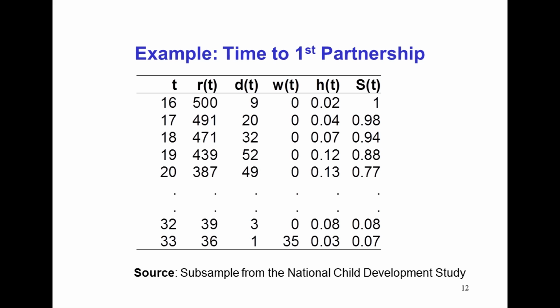But the 35 people here are people who, by the age of 33, have not yet formed their first partnership. Okay? And then from these data, we can calculate the hazard. So this is just this column divided by that one. And then the survivor function. So that's the proportion as we go through the ages who have not yet partnered. Right? They've survived partnership. That's the terminology.